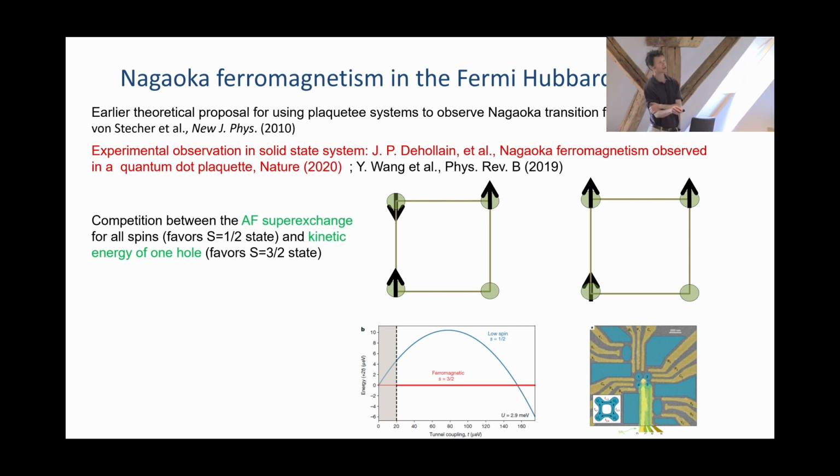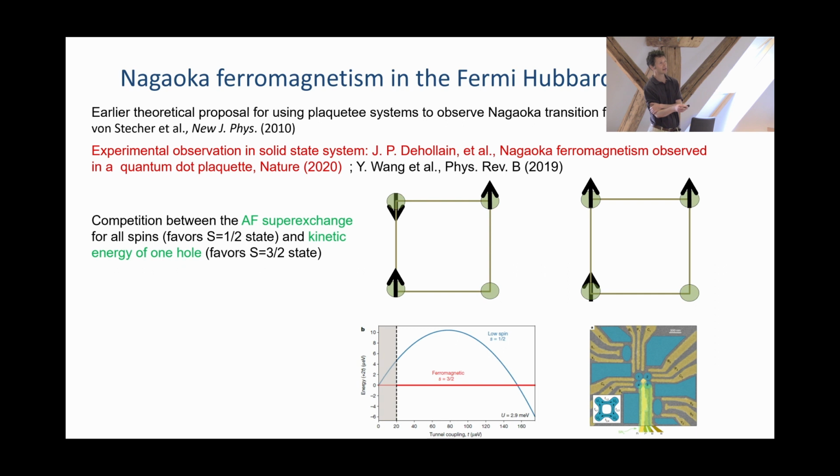However, if we think about the kinetic energy of the hole, it's actually optimized when all the spins are pointing the same way. The reason is that if all the spins are the same, then when the hole propagates from this corner to the upper left corner, it can do it on two trajectories. And if we want to have constructive interference, these should be indistinguishable configurations. That's why parallel spins are favored.